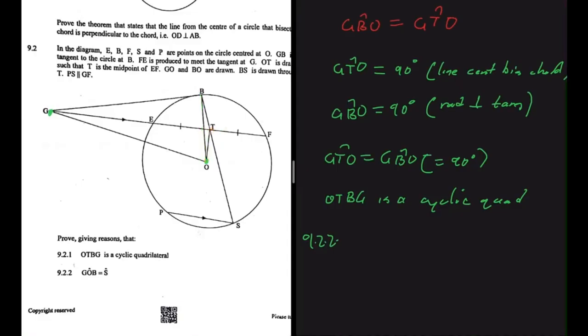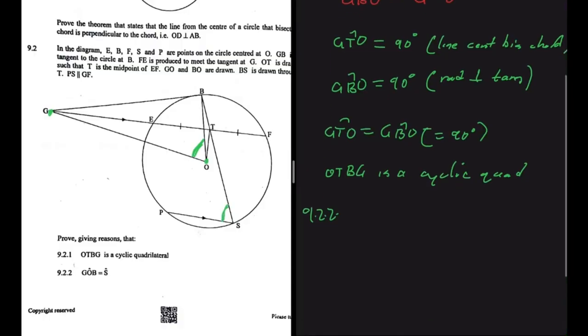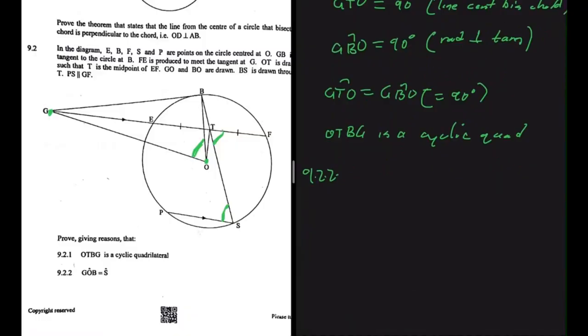So let's just get rid of that. We have GOB here. We're supposed to prove that apparently GOB is equal to angle S, right? But immediately when you look at this, you would think that angle S is equal to angle STF, right? Because they are alternating. So let's just write that down. We're saying that angle S is equal to angle STF because they are alternating angles, right? If you just look at that.